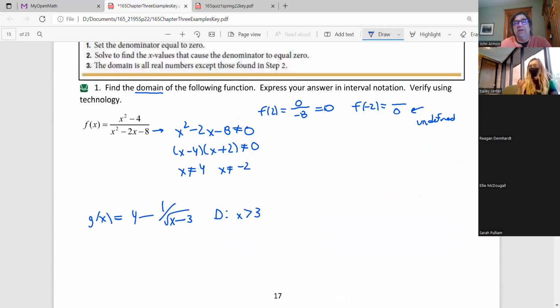your first step is to write this in factored form. So the denominator is x minus 4 times x plus 2.